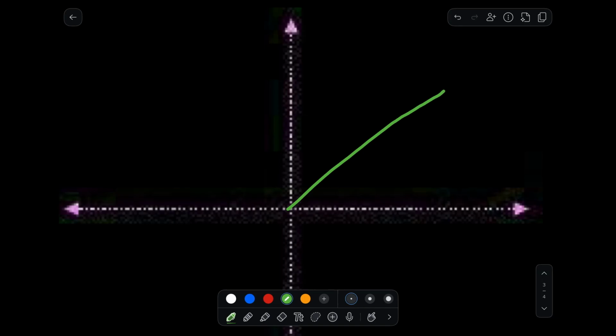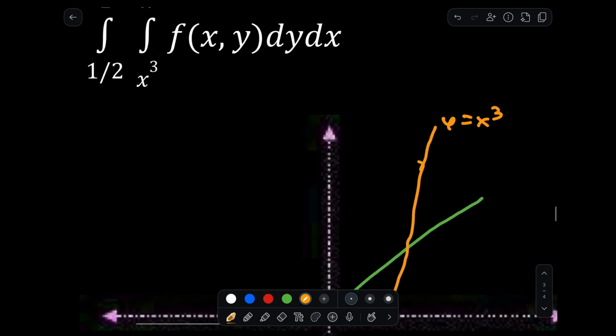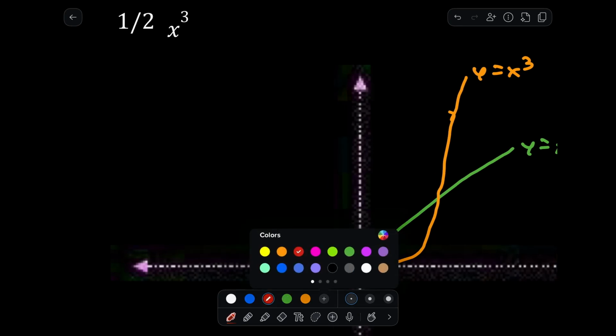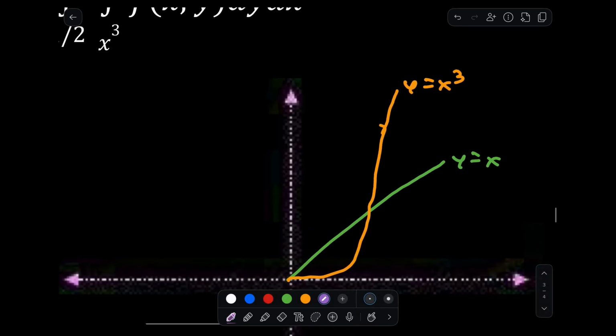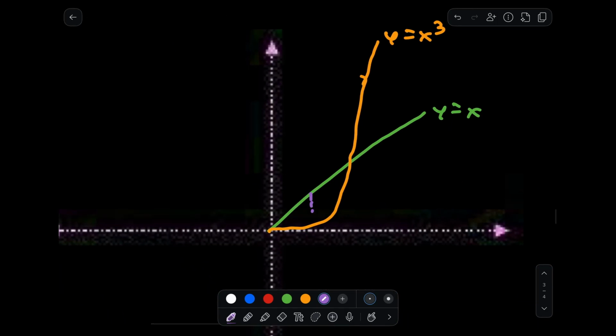So now we can just do this. And then our x cubed is going to look more like that, a little bit more flat at the bottom, right? So we're going to have y equals x cubed. And then we have y equals x. And we can also just shade in. Let's use a different color. Let's use purple, some type of purple, to indicate our x bounds, right? So our x bounds are going to be from here to here. X equals 1/2, x equals 1, and we're integrating along this boundary, right?